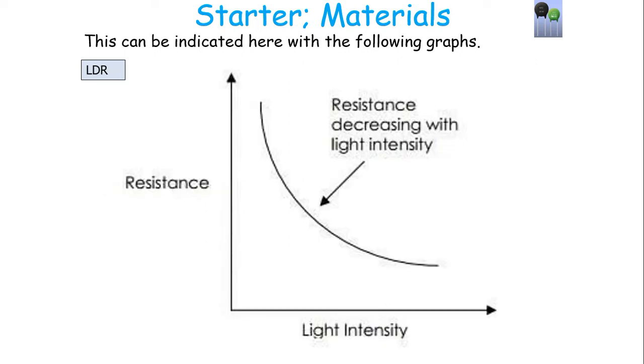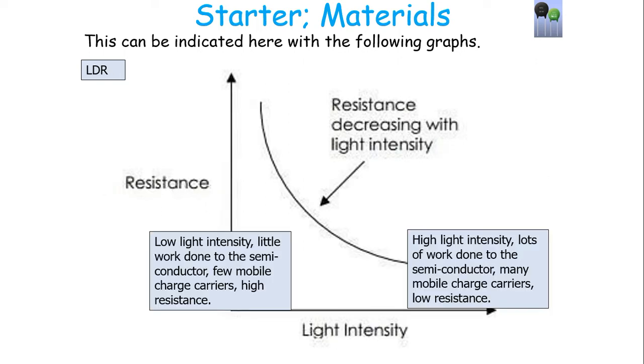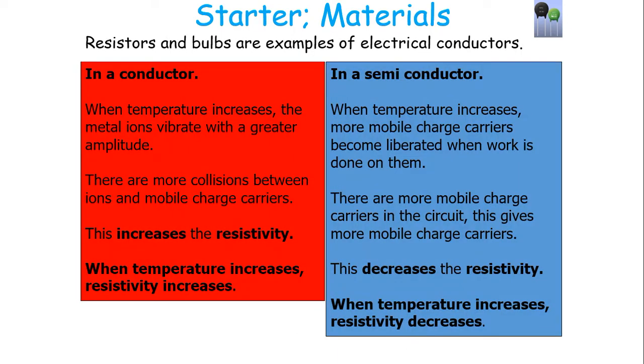And it's also the same for an LDR, that at low light intensity, there's little work done to the semiconductor, there's very few mobile charge carriers in the circuit, so you've got a high resistance. And when you have a high light intensity, lots of work is done to the semiconductor, there's more mobile charge carriers in the circuit, you've got a lower resistance.